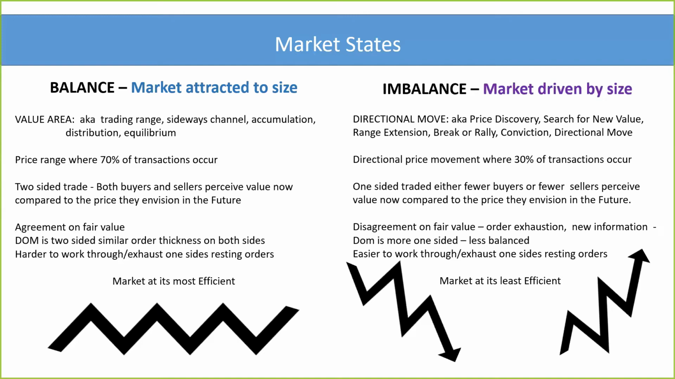So if the current value area is no longer acceptable to both buyers and sellers, the market trends. Usually that leads to a previous value area where buyers and sellers agreed at some point in the past, like we just saw on the chart before.